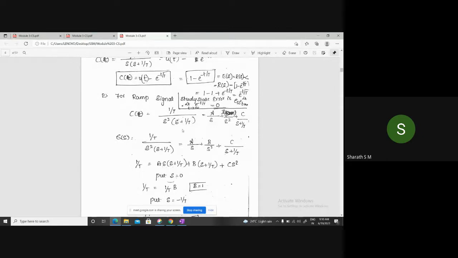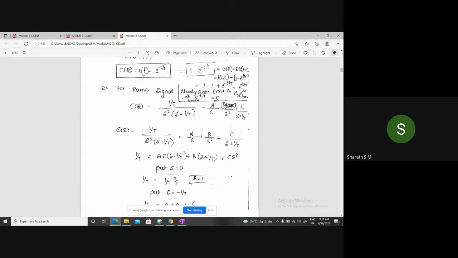In the same way for ramp signal, C of t is equal to 1 by t divided by s square into s plus 1 by t. So here apply the partial fraction. So a divided by s plus b divided by s square plus c divided by s plus 1 by t. So do the partial fraction.